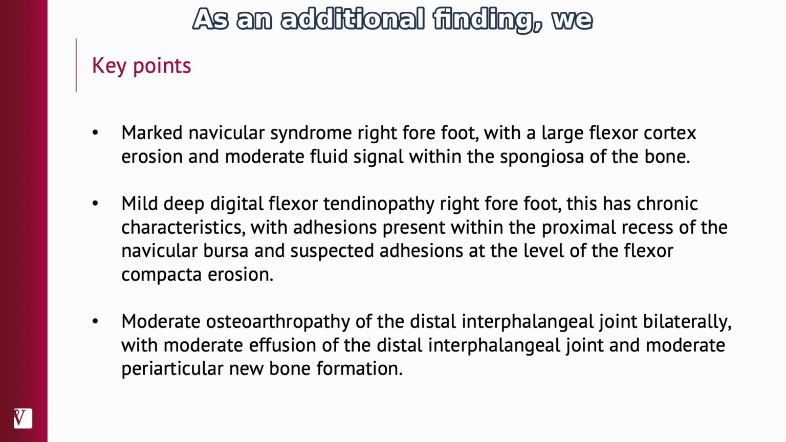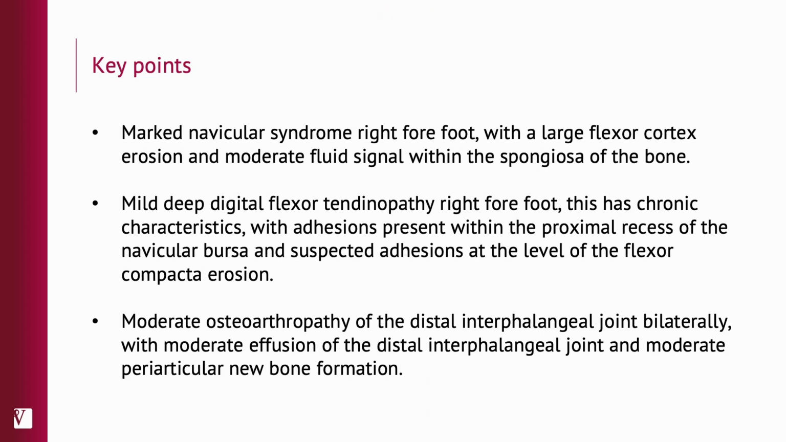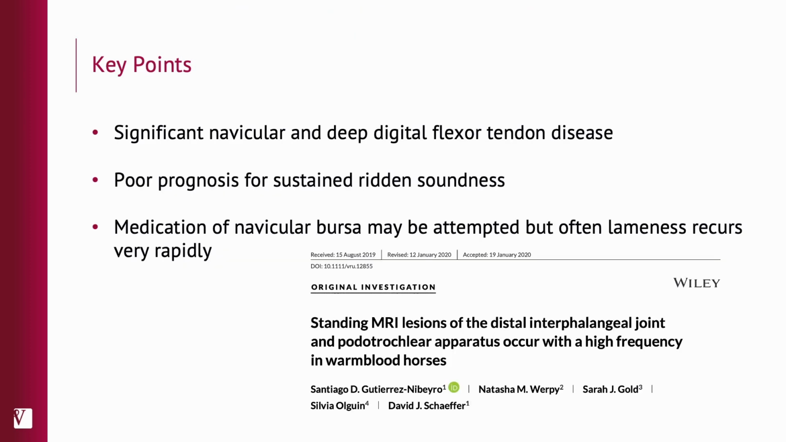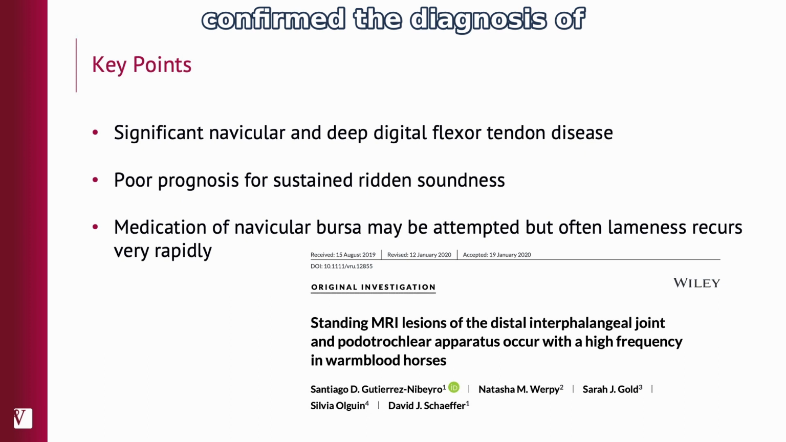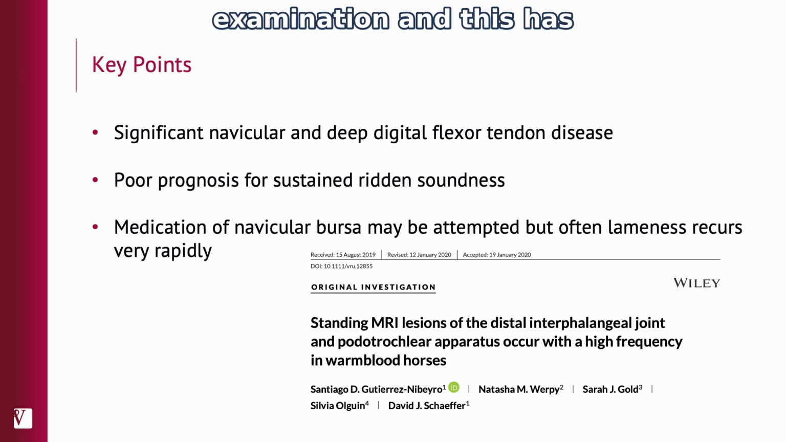As an additional finding, we have some osteoarthropathy of the distal interphalangeal joint and moderate effusion of that joint as well. But that's likely of secondary concern to this horse at the moment. So in summary, we've confirmed the diagnosis of significant navicular disease, and we've found some additional deep digital flexor tendon disease on the MRI examination. This has backed up our prognosis from previously. So this horse has a poor prognosis for sustained ridden soundness.